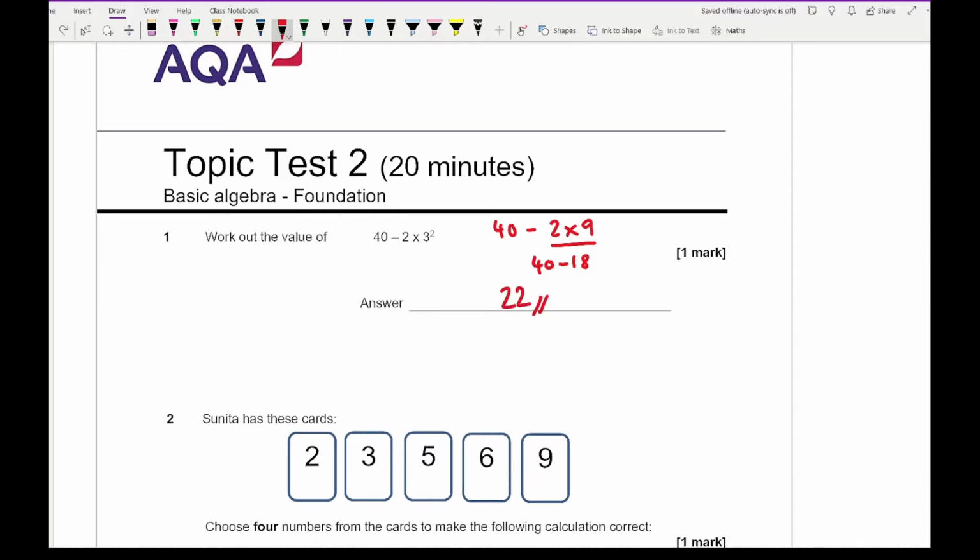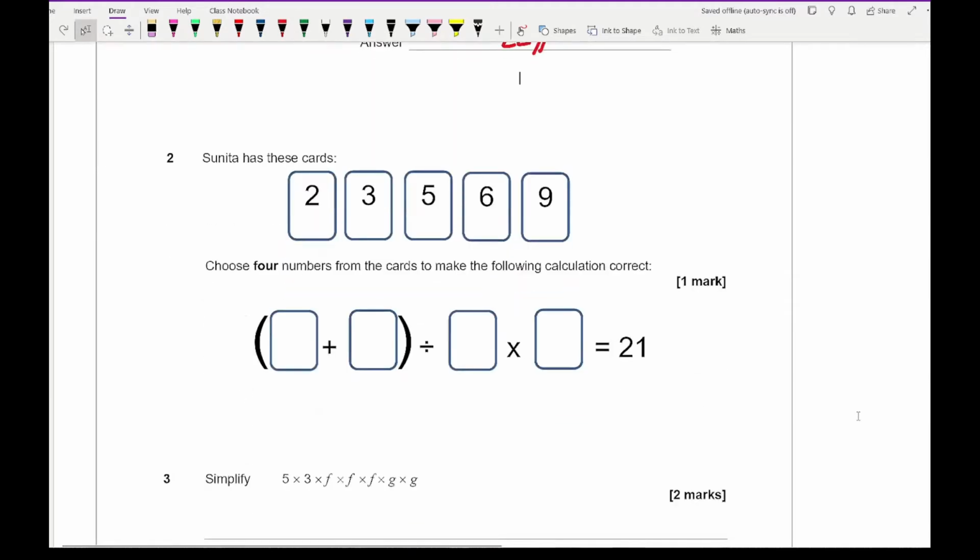Question 2, it says that Sunita has these cards, 2, 3, 5, 6 and 9. She chooses 4 numbers from the cards to make the following calculation correct. Now for this, you just need to play around with the numbers and see what you can do. But the correct answer in any formula, you could mix those two cards around. So you could have 5 plus 9 rather than 9 plus 5. And then we've got 2 and we've got 3. So that then becomes 14 divided by 2, which is 7. And 7 times 3 is 21.